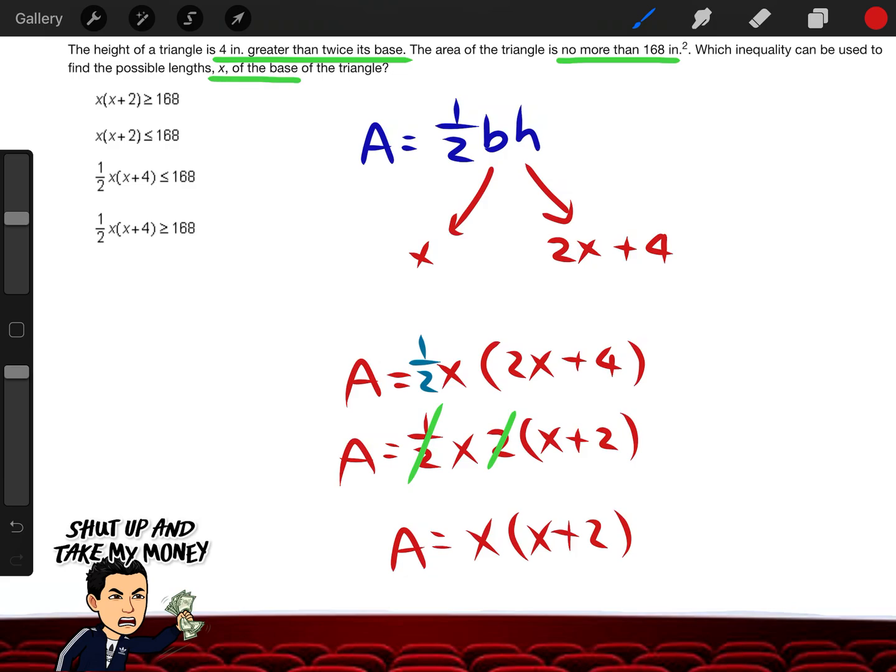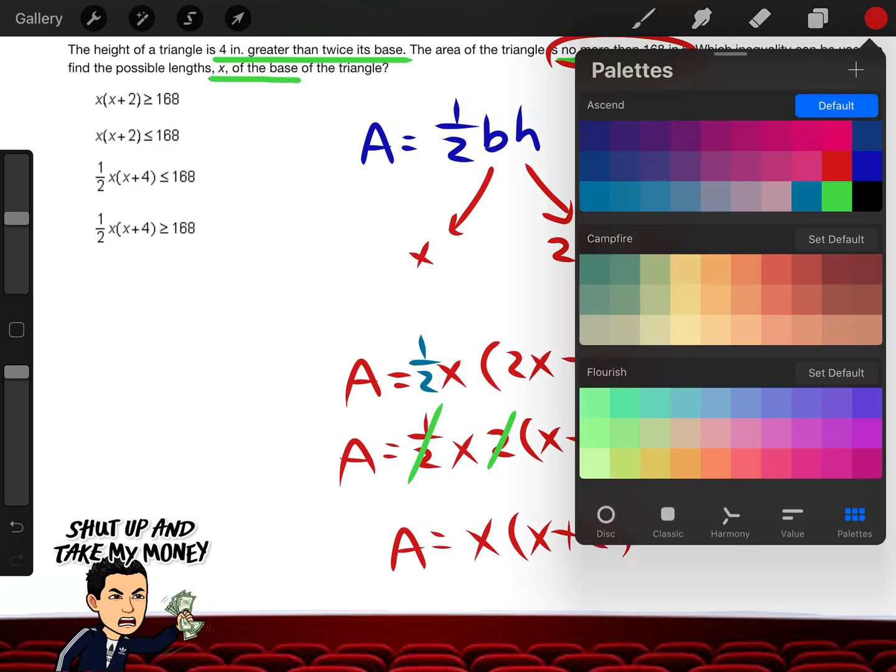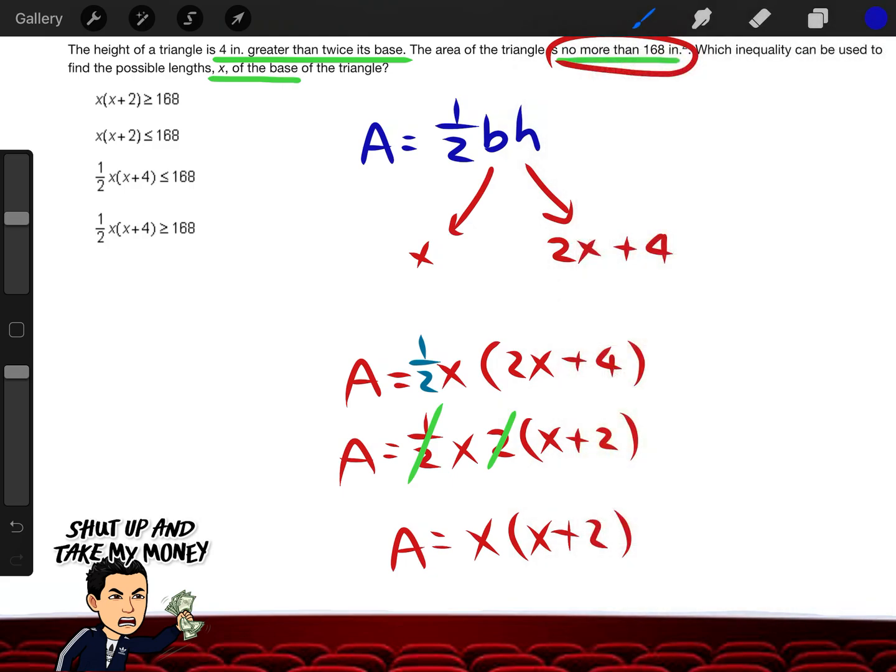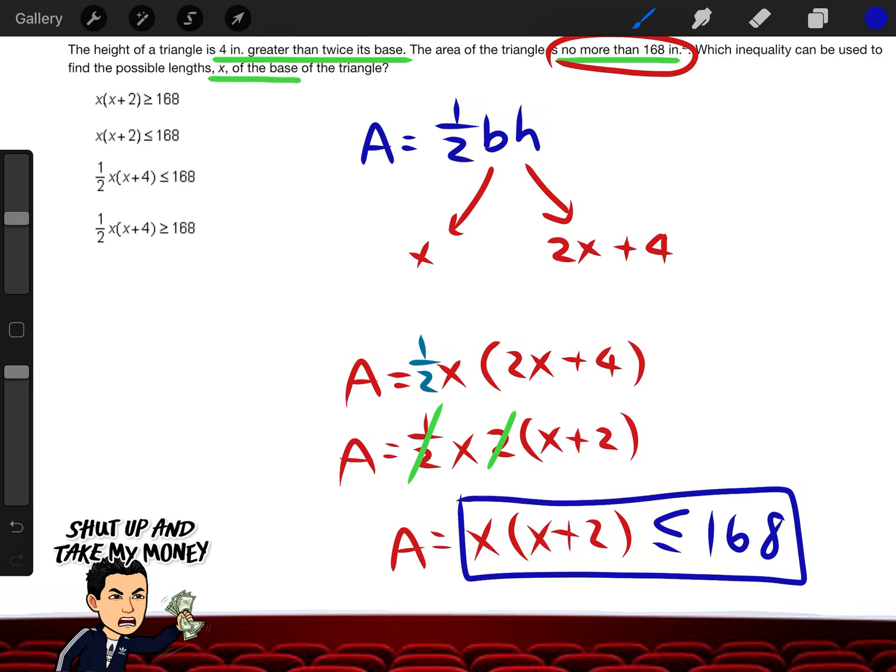Now it says no more than 168. Let me just add on to it. No more than means you're going to have less than or equal to 168. So this is the one you want to focus on. You want to choose letter B.